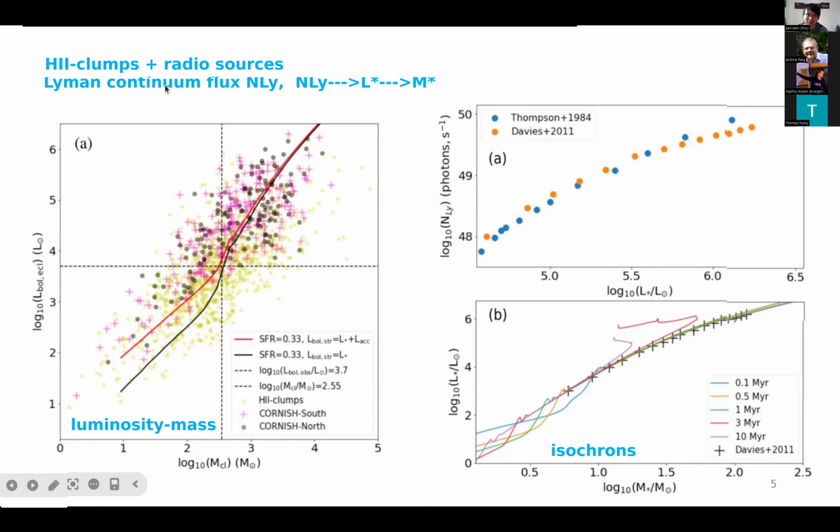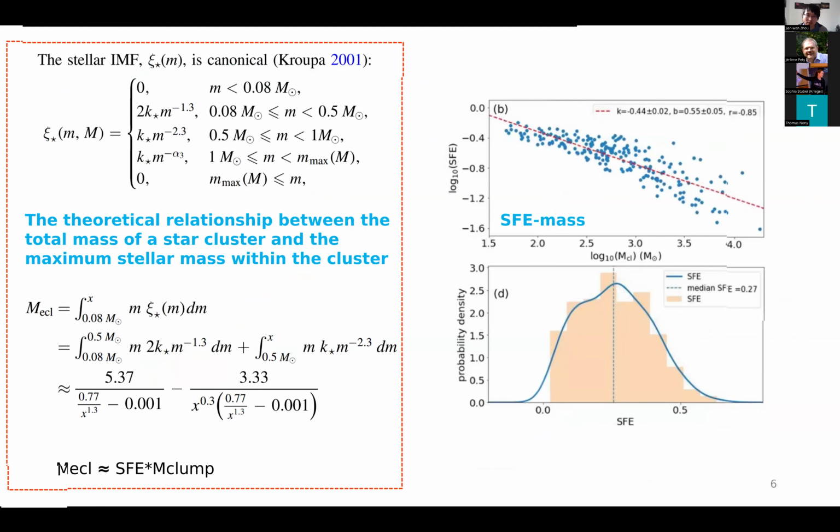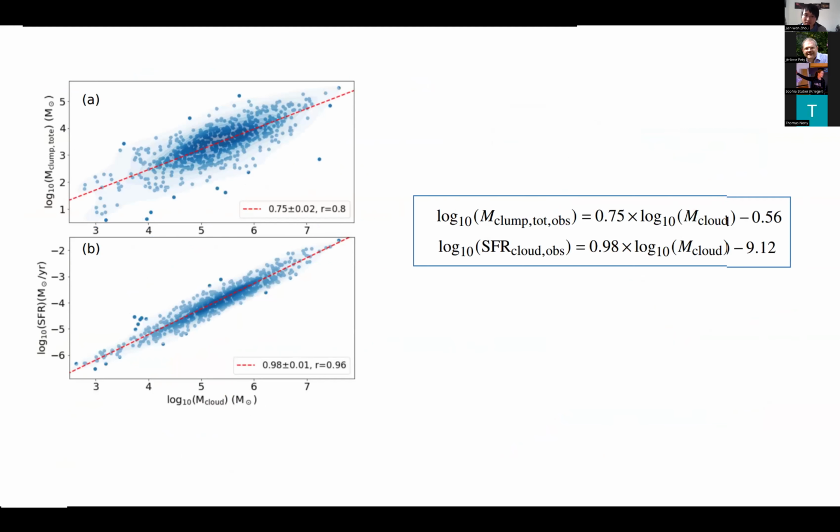And then from Lyman continuum flux, we can estimate the stellar luminosity and mass. And then based on the initial mass function, we can derive a theoretical relation between the cluster mass and the mass of the most massive star in the cluster. And then we can calculate the cluster mass and further calculate the star formation efficiency of the clump. And so here we can see a clear anti-correlation between the clump mass and the star formation efficiency, with a median value around 0.3.